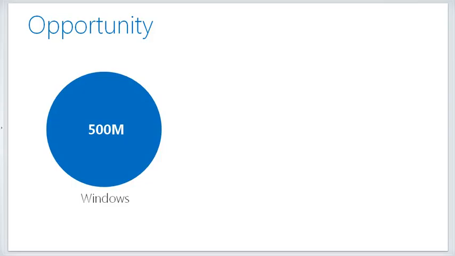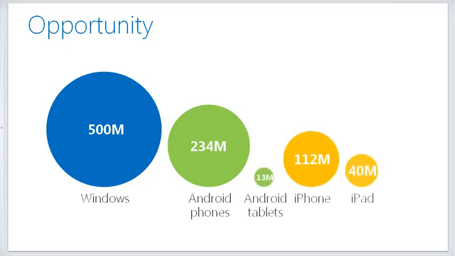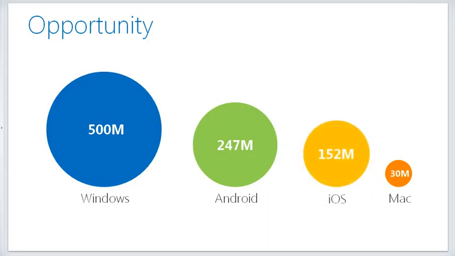All right. As I mentioned, there are over 700 million copies of Windows. And by Windows, I just mean Windows 7 licenses that we've actually sold. So that's just Windows 7 that we've sold. There are 234 million Android phones, 13 million Android tablets, 112 million iPhones, 40 million iPads, and 30 million Macs. If you think about the development cost, you could probably combine Android development efforts into one, and then iPhone and iPad could combine into kind of iOS development.